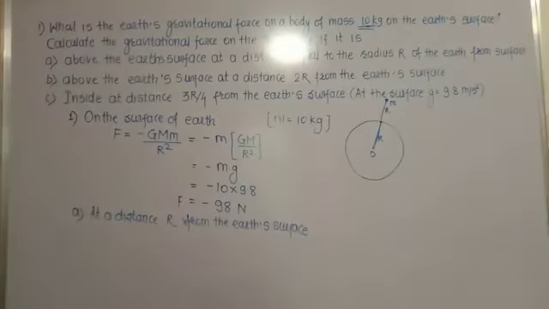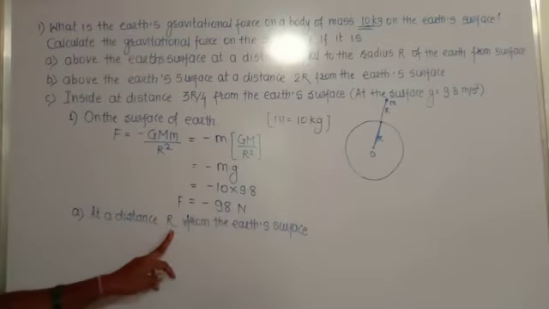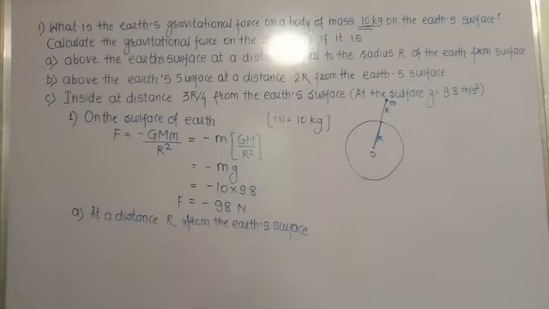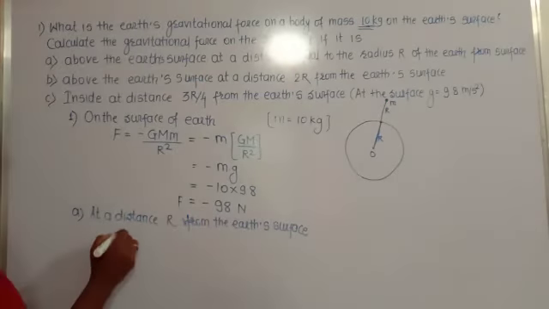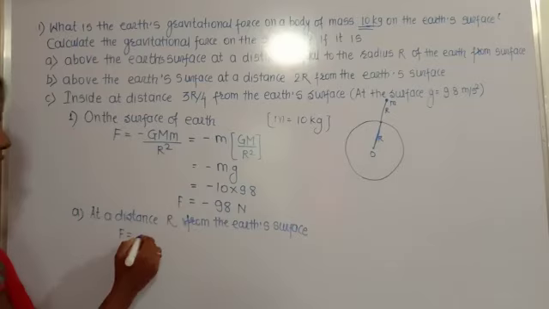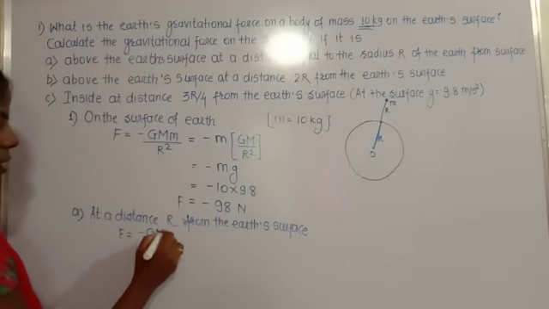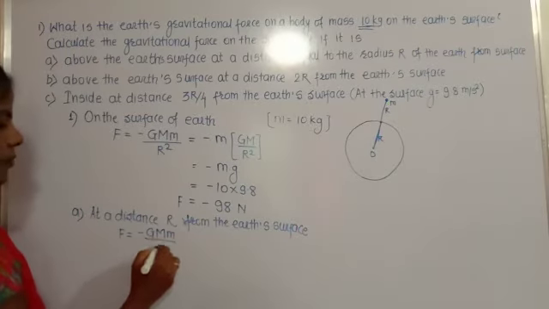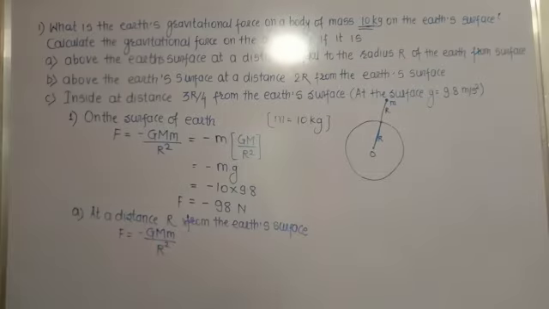Okay, so this is the first case at a distance capital R from the earth surface. In that case we know that F is equal to, again formula, minus capital G capital M small m divided by R square.